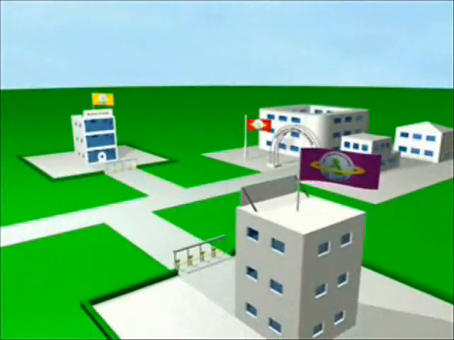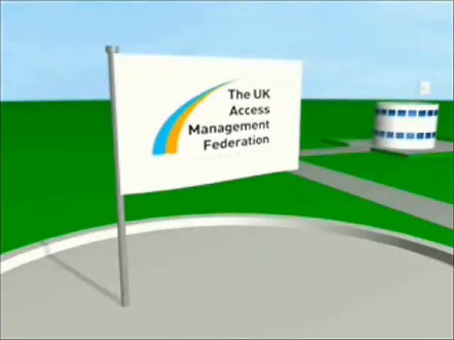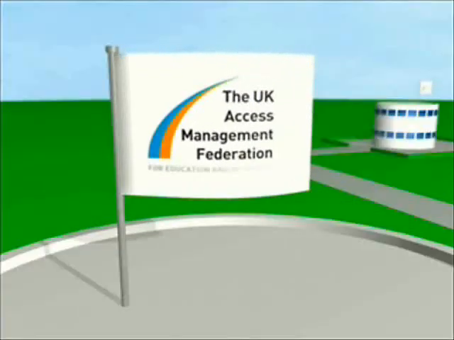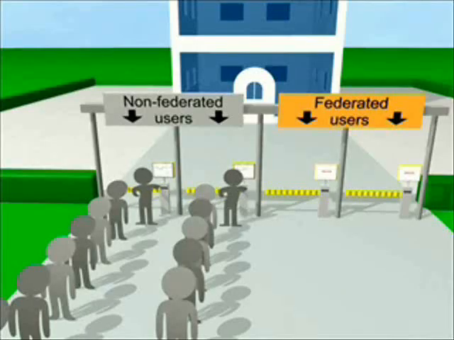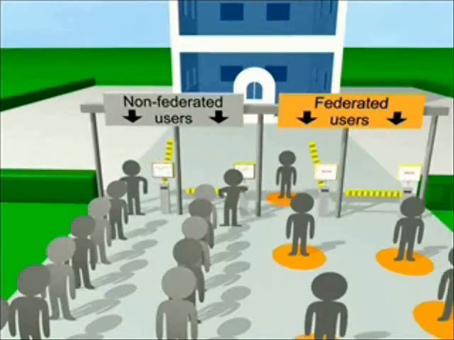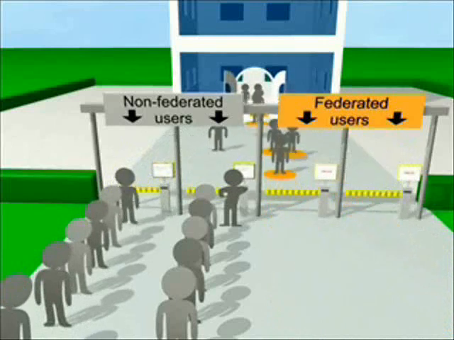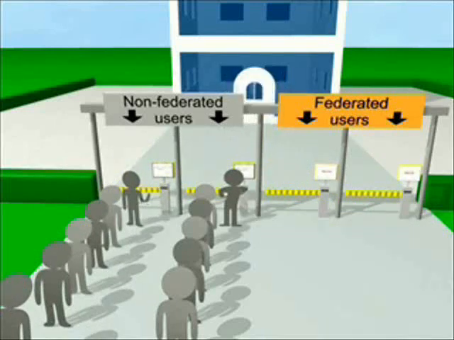The UK service is known as the UK Access Management Federation and is run by UKERNA on behalf of JISC and BECTa. This means that everyone from school children to researchers will be using the same standards-based access management system.